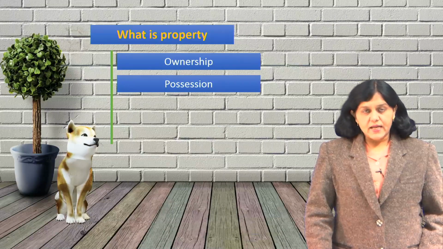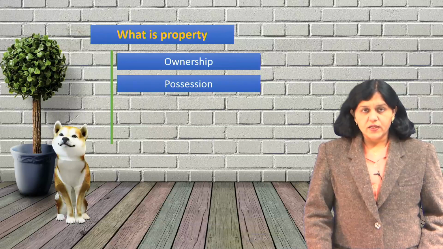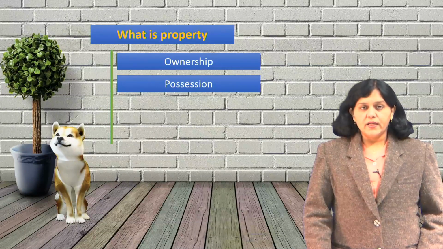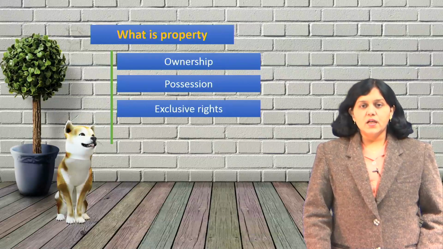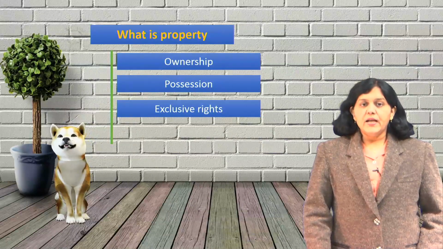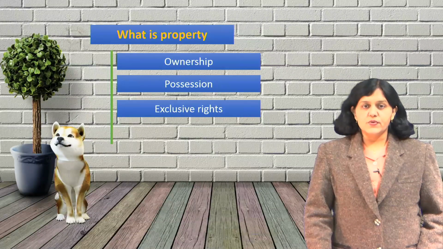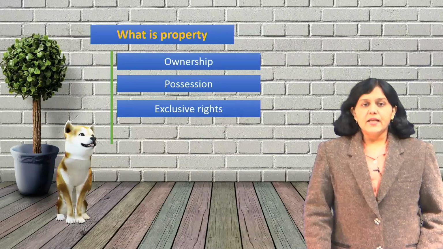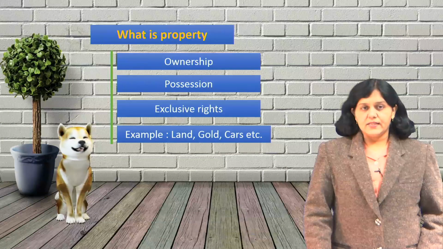Property is recognized as a legal right of an individual. Legal right over property gives its owner exclusive rights, which allow him to exclude others from using it, and he has all the rights to sell, license, use, etc. Examples of property are land, gold, cars, etc.